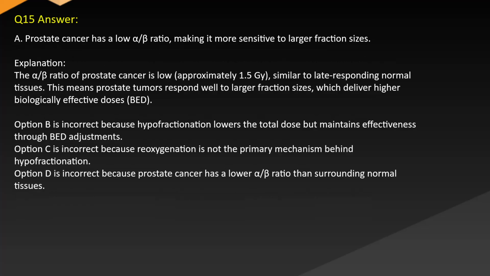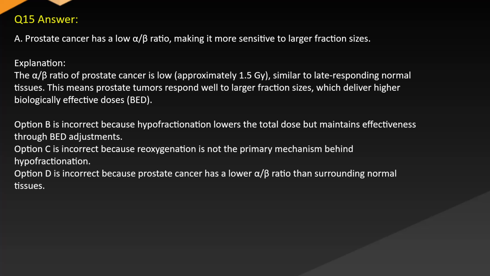Answer A. Prostate cancer has a low α/β ratio, making it more sensitive to larger fraction sizes. Explanation: The α/β ratio of prostate cancer is low, approximately 1.5 Gy, similar to late-responding normal tissues. This means prostate tumors respond well to larger fraction sizes, which deliver higher biologically effective doses.